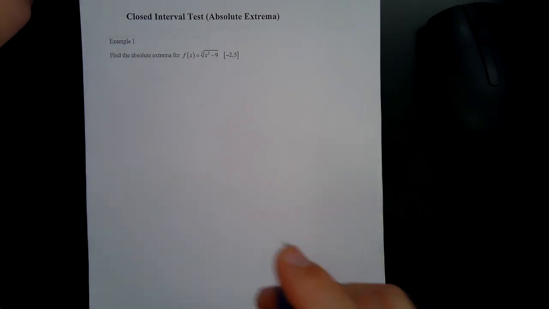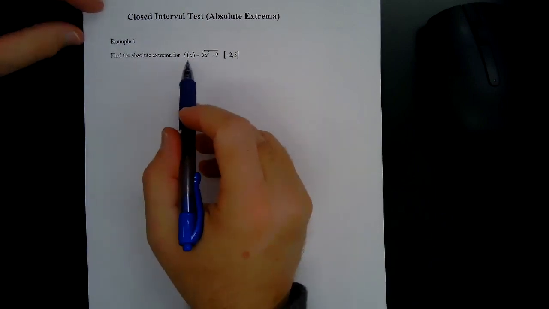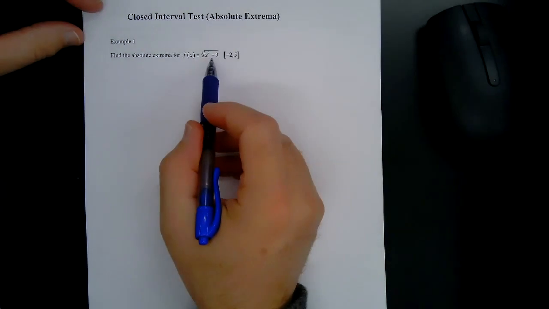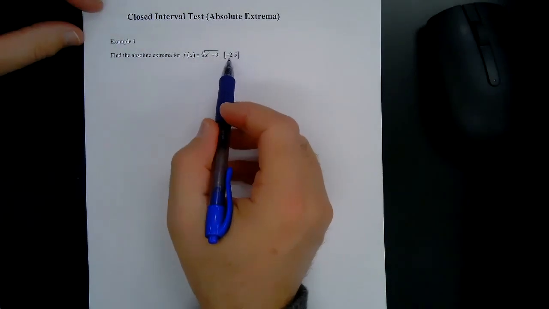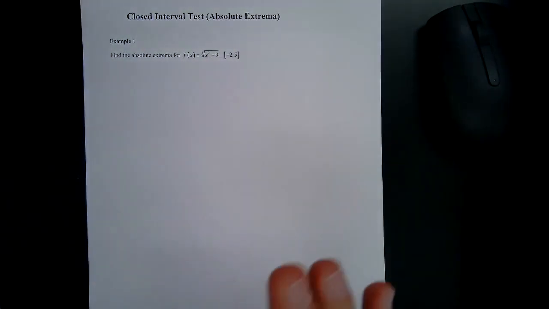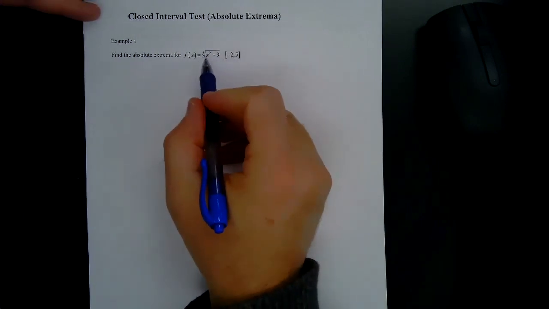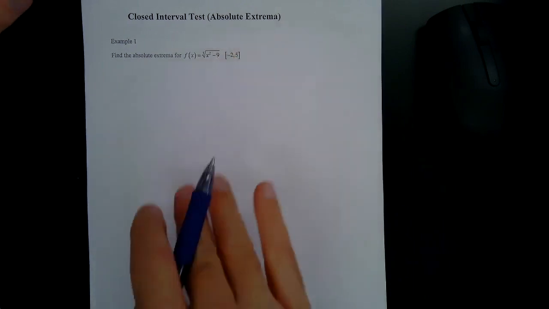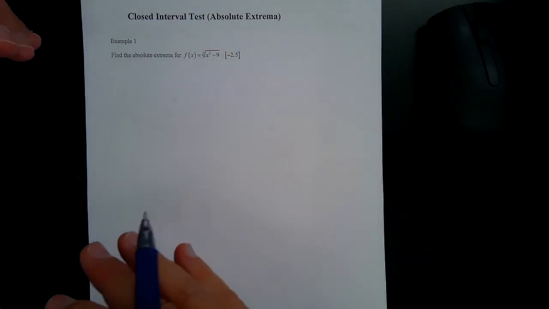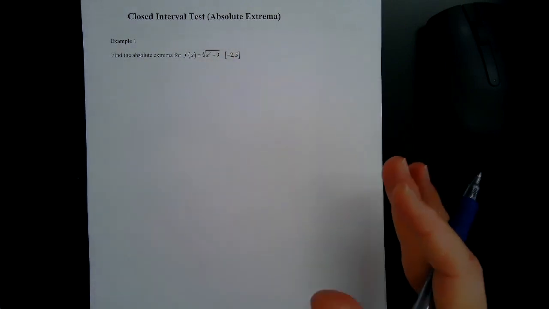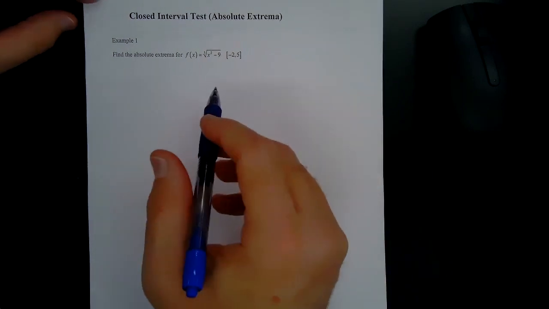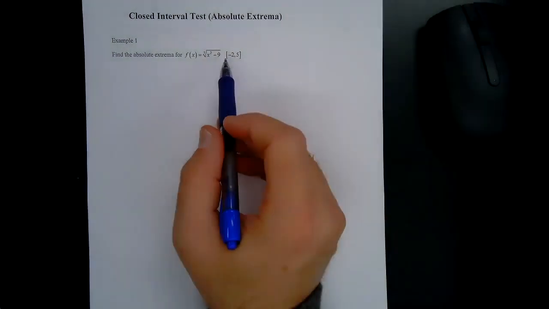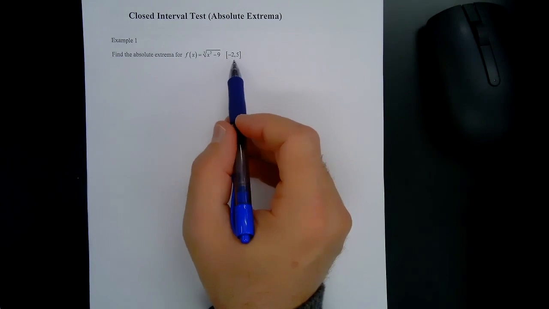So we want to find the absolute extrema for this function, which is the cube root of x squared minus 9 on this closed interval -2 to 5. So what we want to do is we have the domain for this. This is a cube root function. So the overall domain, if I didn't have this restriction, or if I didn't have this closed interval, it would be -infinity to +infinity, okay? So what that means is this is continuous on this closed interval, which means it has to have an absolute min and an absolute max.